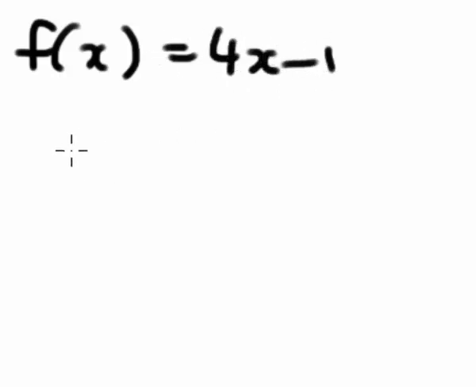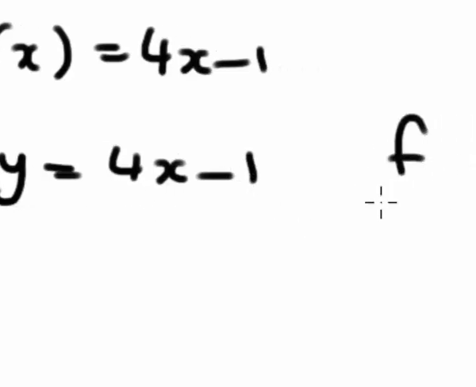Well, guys, let's have a look here. If we draw this, well, here we go. If you think about it carefully, if you've got f(x) = 4x - 1, that's the same as y = 4x - 1. That's the graph of f.